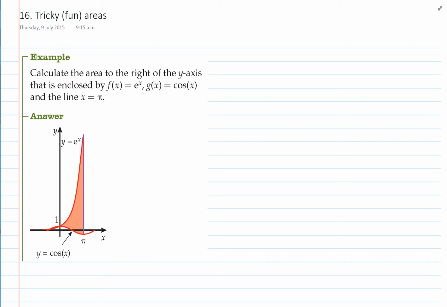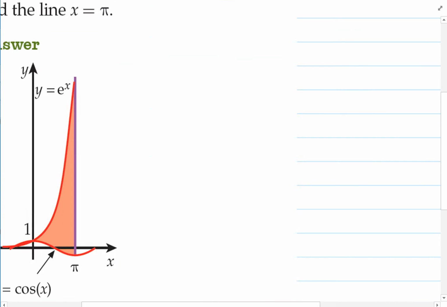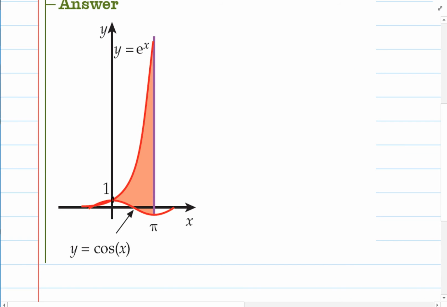So we have an example where we are asked to find this red shaded area here between the two curves y equals e to the x and y equals cos x. So you should have a reasonable idea that they both cross the y-axis at 1. If you're not sure why, go and work out why.